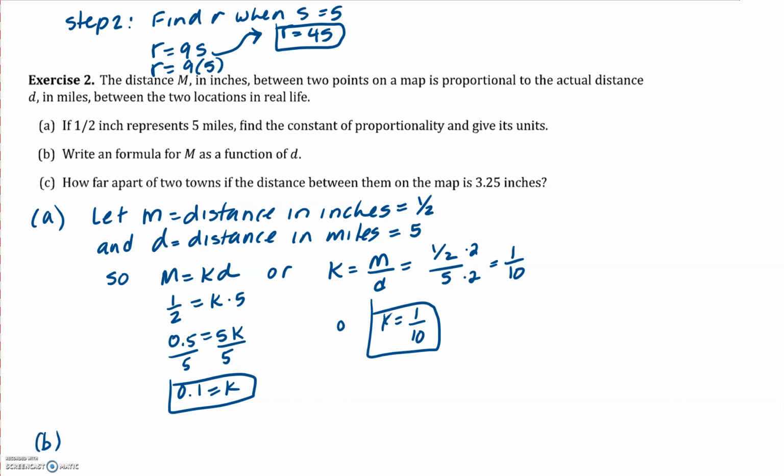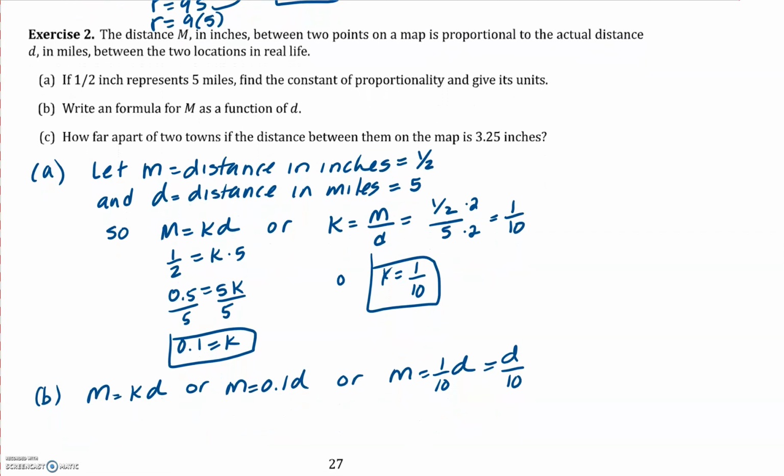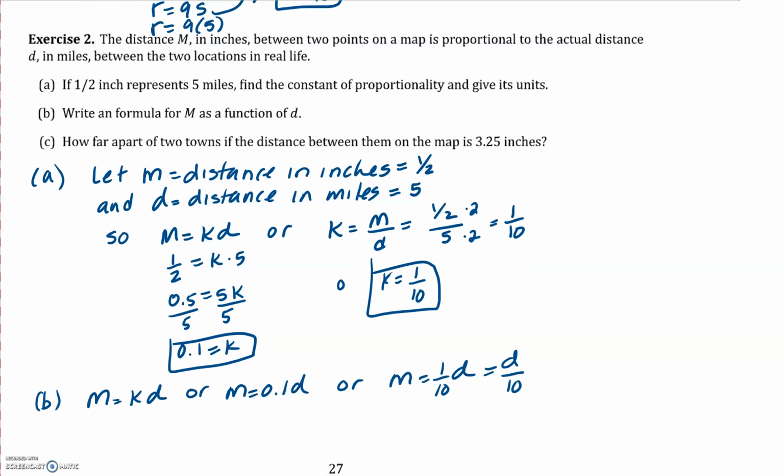Great. Part B, so you have the formula now. m is equal to k times d. So if you use the first one, you could say 0.1d, or if you'd rather, the second one, 1/10 d, either one. This one is the same as d over 10, so you have that choice as well. How far apart are the two towns if the distance between them on the map is about 3.25 inches? So now I'm just going to go ahead and use that first one. Might as well just go for a decimal.